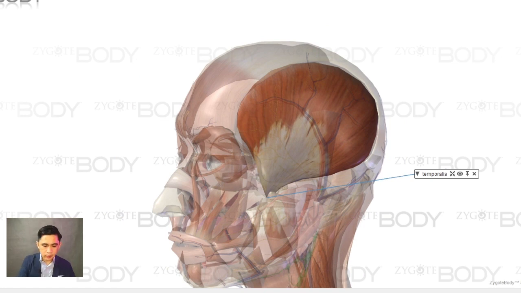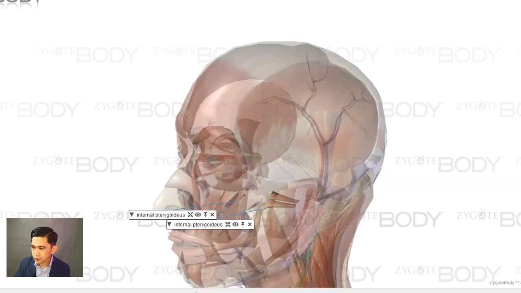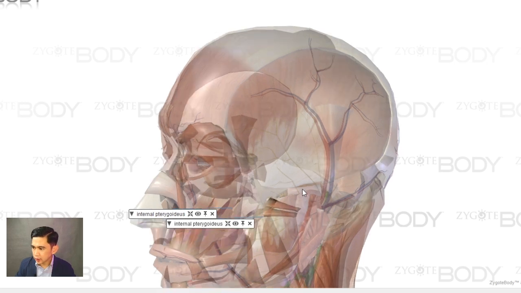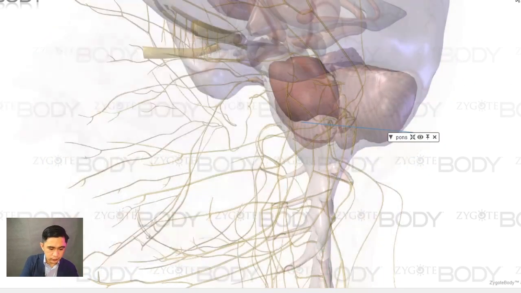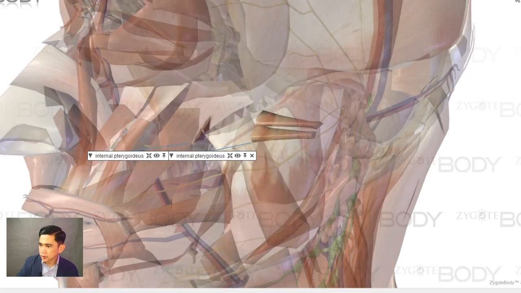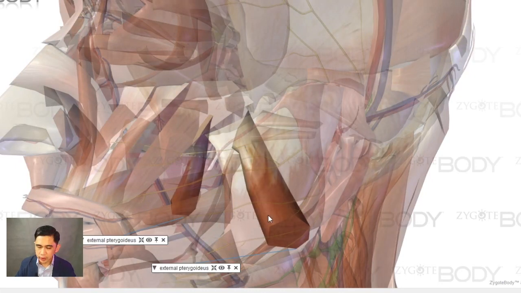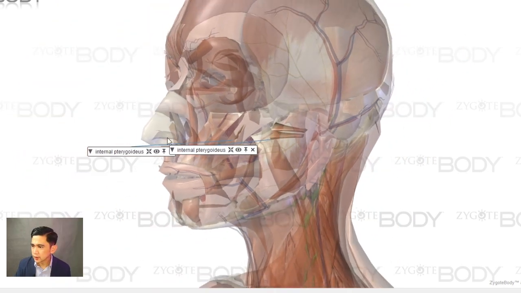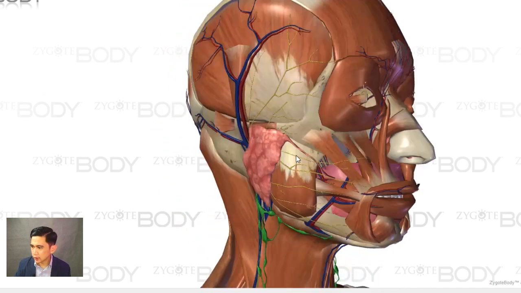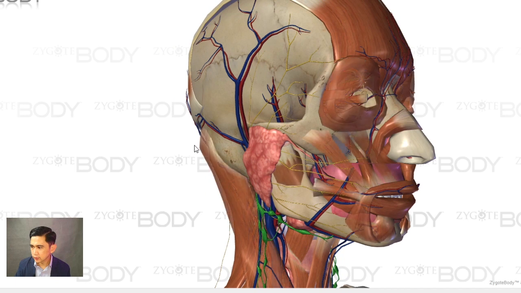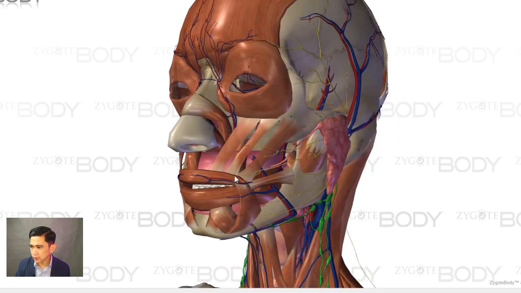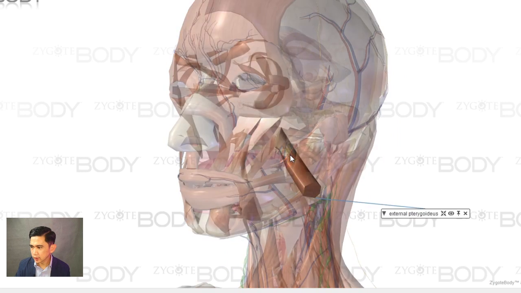And we have the pterygoids. We have the pterygoids here, and another pterygoid is over here. You can't see them, but let's see if you can. Yes, it's inside. You see there.